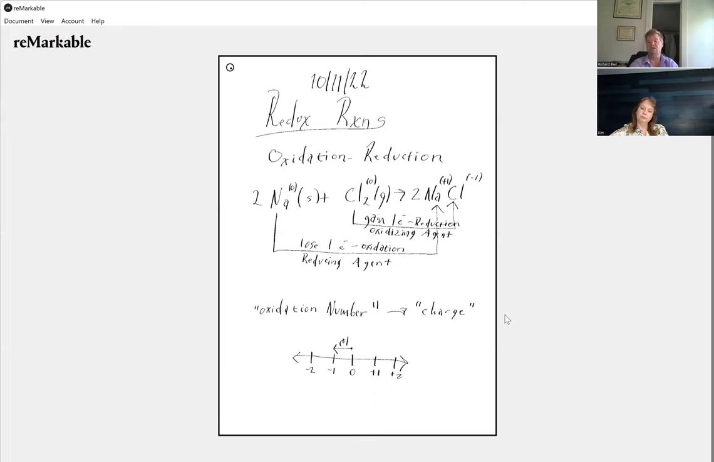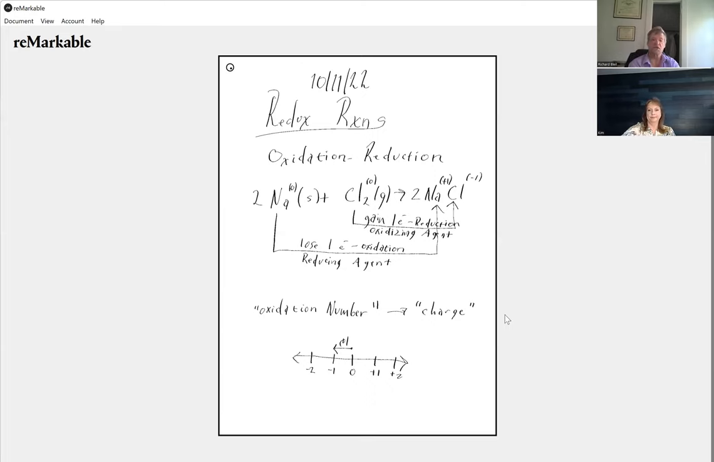A lot of important concepts: gaining electrons, reduction, losing electrons, oxidation. This is what redox reactions are. The earliest redox reactions are based on burning. When you burn something, it is a redox reaction. Every time you have a reduction, you have an oxidation, and vice versa. Yes, I'm repeating it a lot because I think it's that important. Any questions about what we have done so far?